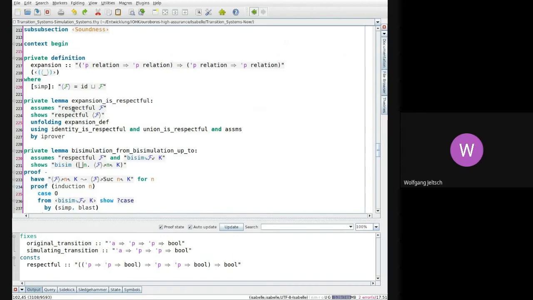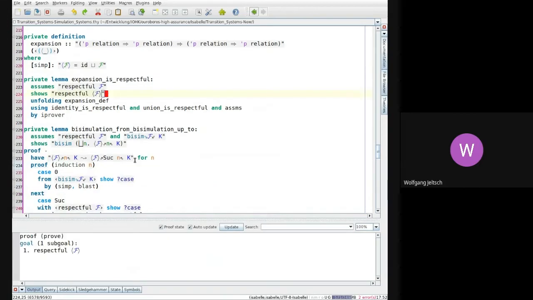Then I have this lemma: expansion is respectful. These names are maybe always a bit misleading, but at least I'm consistent. What I mean is that the expansion of some function is respectful if this function already is respectful. So it's a preservation property. I wanted to take care that these names don't get too long. They are actually longer already than the standard library names, which very much use abbreviations. So, assuming that f is respectful, this lemma shows that the expansion of f is respectful.